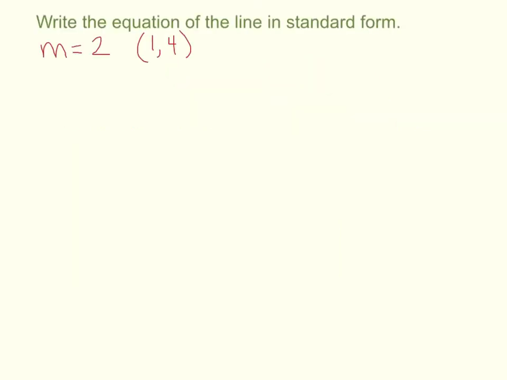Alright, so we're going to write the equation of the line in standard form. We're given a slope and a point. So if you remember, we have to write it in point-slope form. On your paper, you should have y minus y1 equals m times x minus x1. Now remember, this first number is x1, this second number is y1. So y minus y1, well y1 is 4, so y minus 4 equals your m, which is 2, times x minus x1, which is 1. The y and the x in the equation are just y and x. You plug in the numbers in your point for the y1 and the x1.